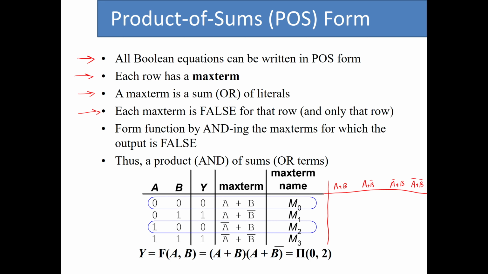So as I said, each max term is false for that specific row and only that row. Let's just see how it works. For the first row, we have a and b both 0, and the max term associated with this row is a plus b, or a or b, right? So what is the value of a plus b when a and b are both 0? 0 plus 0 is 0. Or more accurately, 0 or 0 is 0.